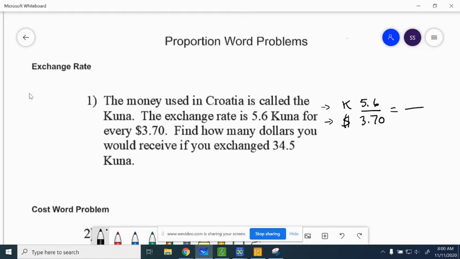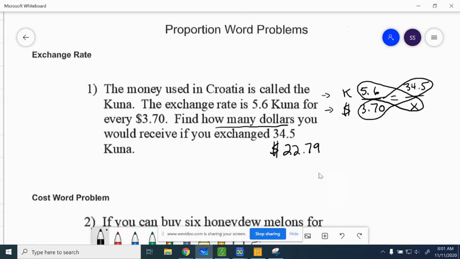If you exchange 34.5 kuna, kuna is on the top, so we're going to put this 34.5 on the top. And it says how many dollars, so that's what we don't know. That's what we need to find. That's where we're going to put our variable, so that's where we'll put our x. And now, just like before, we are going to cross multiply and divide. So all we have to do is multiply 5.6 times x, and divide that out. So 34.5 times 3.7 divided by 5.6, and you're going to get $22.79. Okay? All right, moving on.